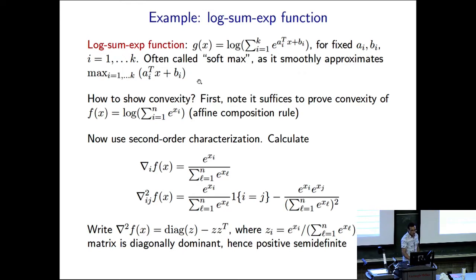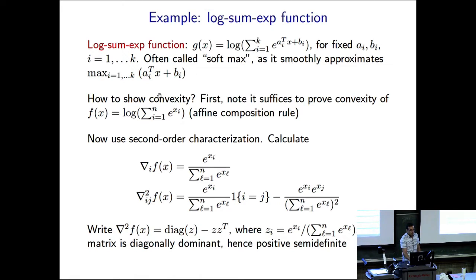So this is called the log sum exp function. It's also called softmax. The function is defined as the log of the sum of e to an affine function of x, so a_i transpose x plus b_i for some vector a_i and scalar b_i. And it smoothly approximates the maximum. So it's a smooth function. It's actually convex. And it can be viewed as an approximation to the maximum. In fact, we can both upper bound and lower bound the maximum by some constants times this.